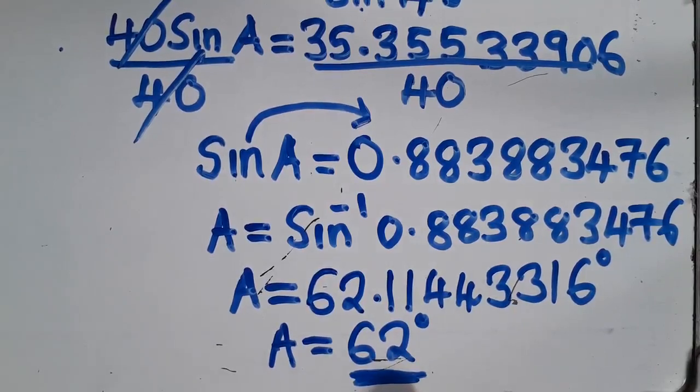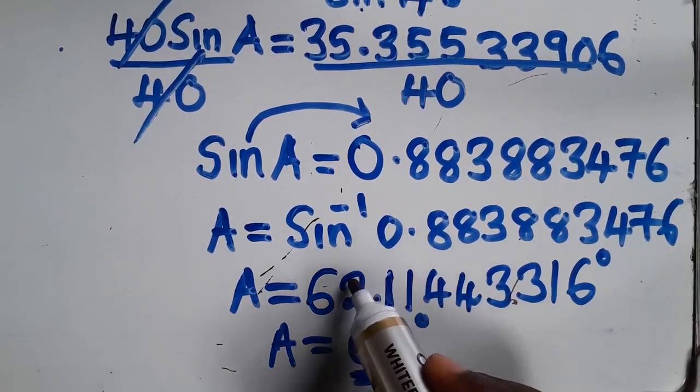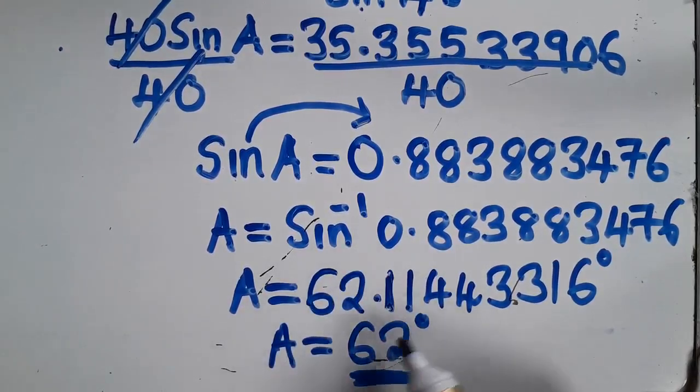So this is the nearest whole number. This number is less than 5, so we cannot round up the 2 to become 3. So it is just 62 degrees. This is A. We found A.